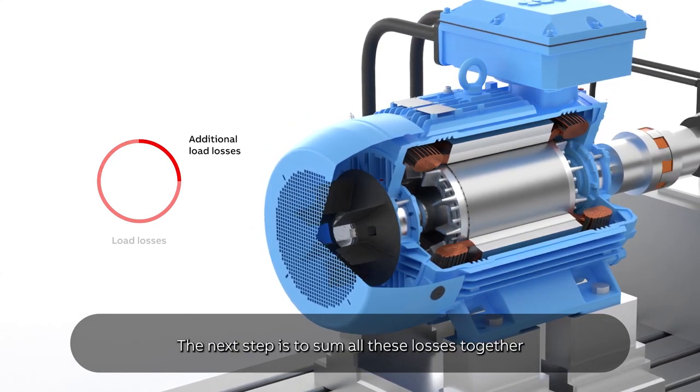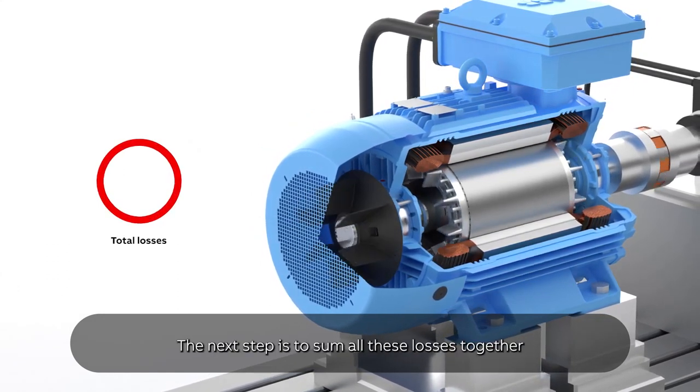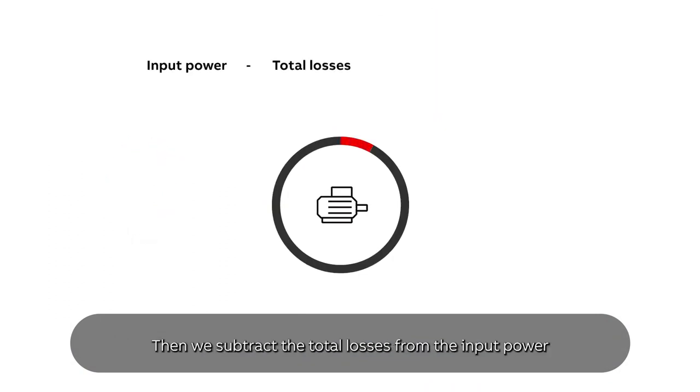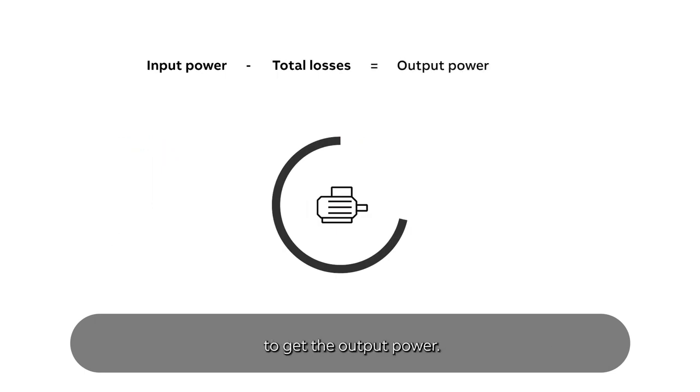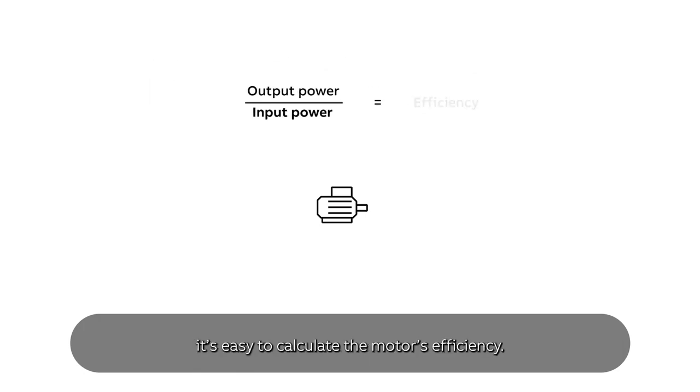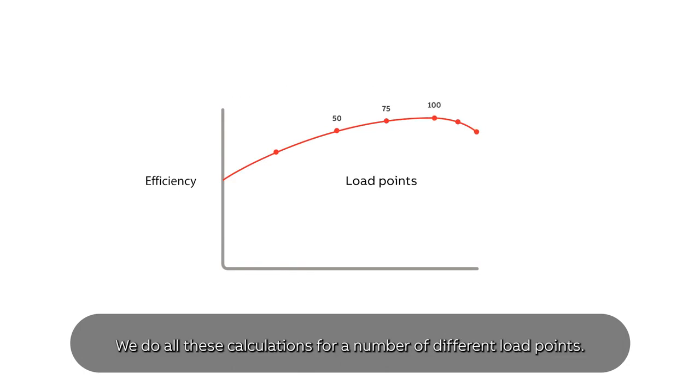The next step is to sum all these losses together to calculate the total losses. Then we subtract the total losses from the input power to get the output power. Now we know the input and output powers, it's easy to calculate the motor's efficiency. We do all these calculations for a number of different load points, and the losses are corrected to a reference temperature of 25 degrees Celsius.